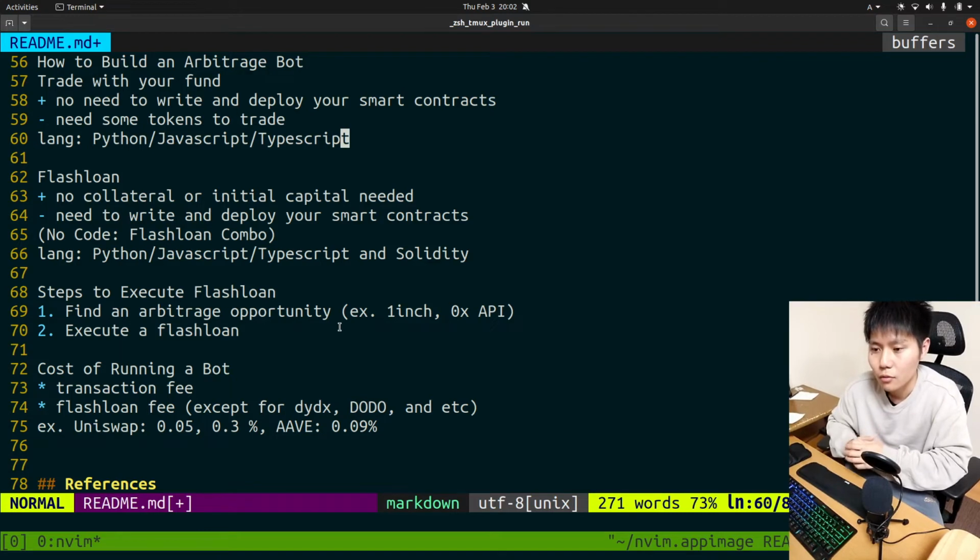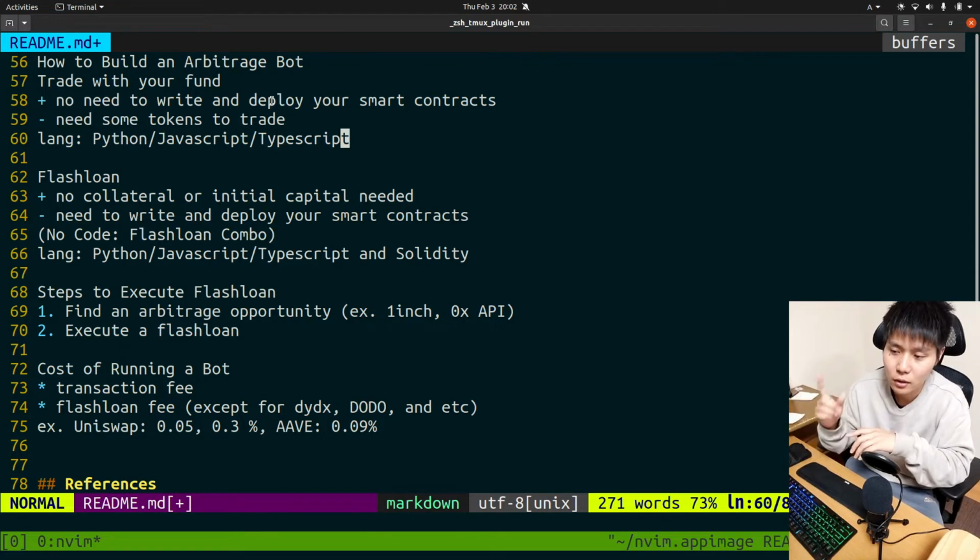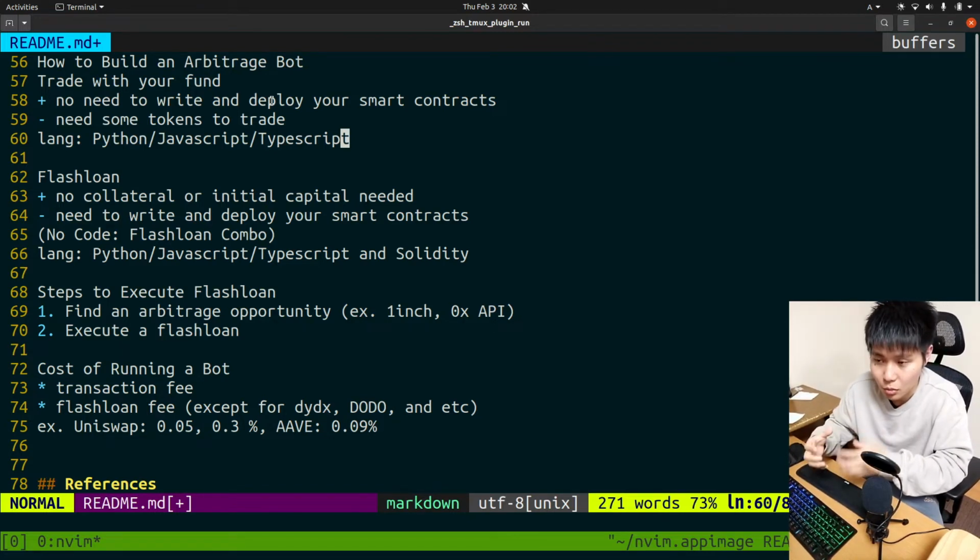Okay, so flash loan and trade with your fund. First way, trade with your fund. If you want to build a bot, as I said, you have to find arbitrage opportunities. You need to code in Python, JavaScript or TypeScript, because with those three languages you can interact with Web3 stuff. Flash loan is the same thing, but since you have to deploy a smart contract, you have to code in Solidity too.